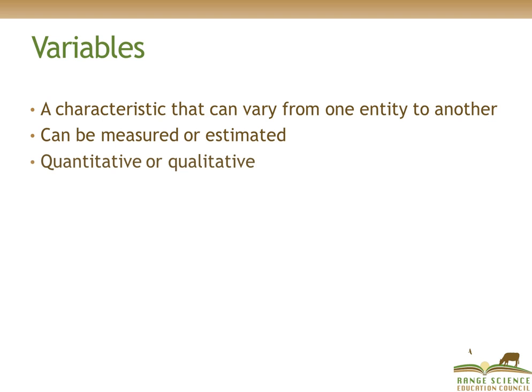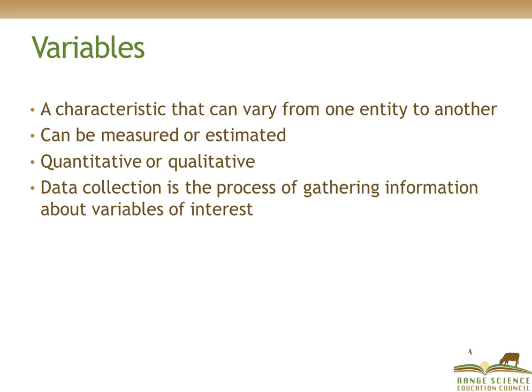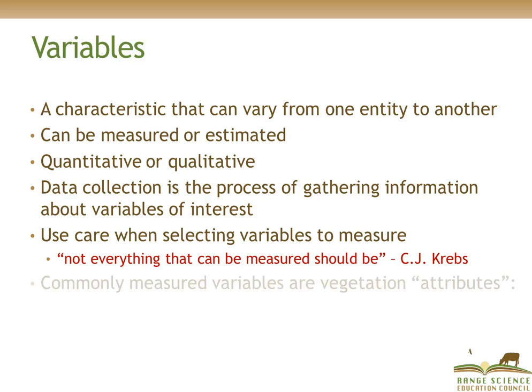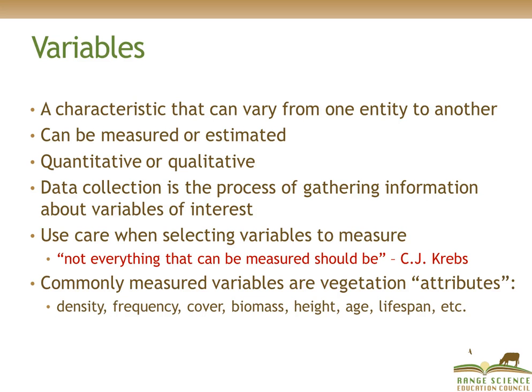Now, a variable is a characteristic whose value can vary from one entity to another. Variables can be measured or estimated, and they can be quantitative or qualitative. Data collection is the process of gathering information about variables of interest. And we need to use care when we're selecting the variables that are going to be measured. As Krebs said, not everything that can be measured should be. In the context of sampling vegetation, the most commonly measured variables are attributes of the vegetation, such as density, frequency, cover, biomass, etc.